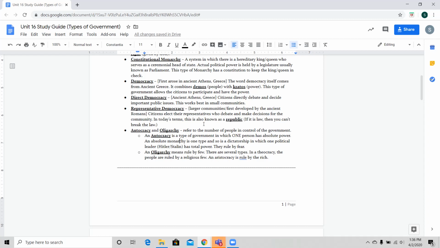Now, if you look at oligarchy, oli means few. So oligarchy is referring to the number of people in control of the country. Now, let me give you an example of this. In a theocracy, people are ruled by a few religious people. And Iran is definitely an example of this. They run things very strict, and there's always a religious base to everything.